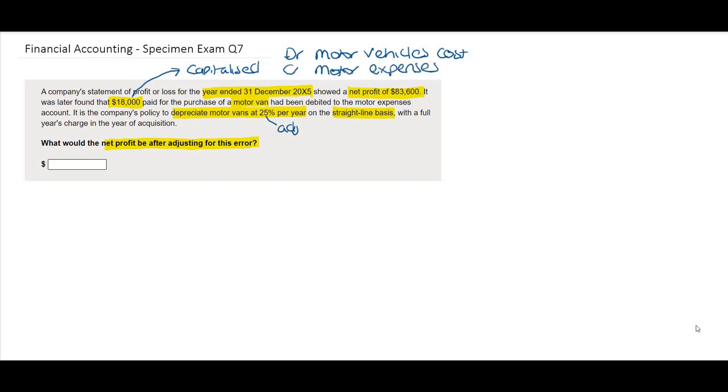As we are looking for what the net profit will be after adjusting for the error, we need to see what impact that will have on the profit figure. And so I'm going to set up a working. I'm going to start off with my net profit figure that was given to me in the question. So this was 83,600. I now need to adjust for the 18,000 that has now been removed from the expenses account. So this has reduced our expense account, and by reducing expenses, this will now increase my profit. So I'm therefore going to add back the 18,000.